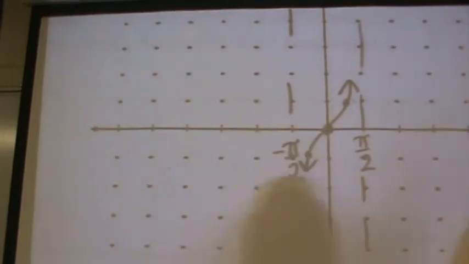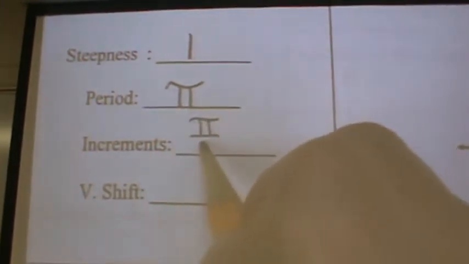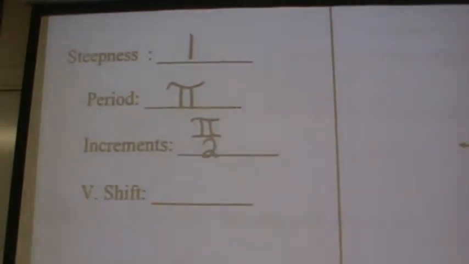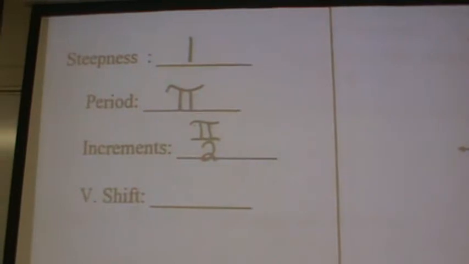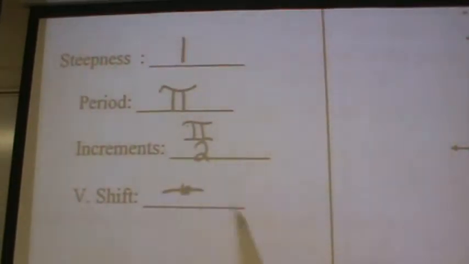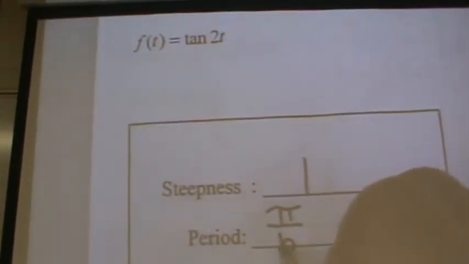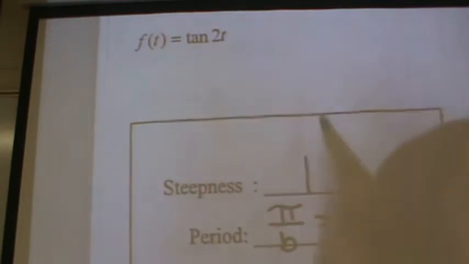Now, how many increments did it take for me to get to the end? This is one increment, that's another increment. So you're going to take your period for these ones and divide them by 2. And this does not have a vertical shift. So now, how are you going to do this 2 tan? Well, again, the steepness is 1. Your period is going to be pi divided by b. So pi over b is pi over 2.